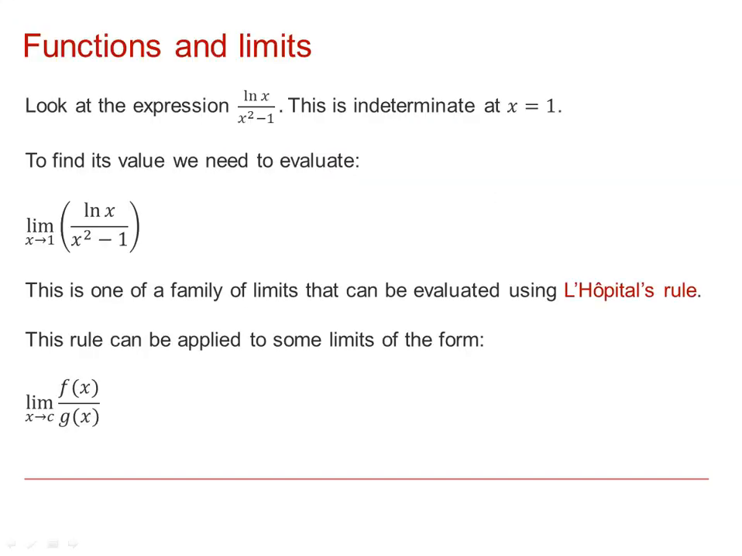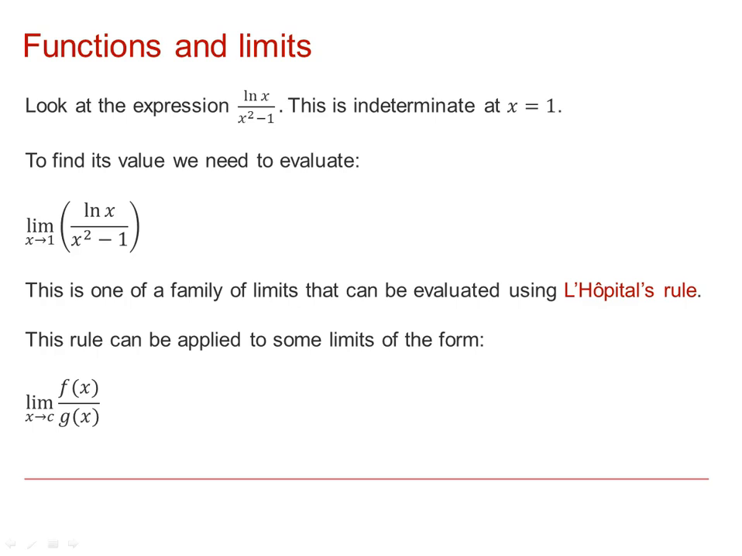We saw in a previous video how, if a function was indeterminate at x equal to 0, we could use Maclaurin's theories to try and express it in a different way so we could evaluate a limit as x approaches 0. Here's a slightly different situation where this time we've got a function which is indeterminate at x equal to 1.